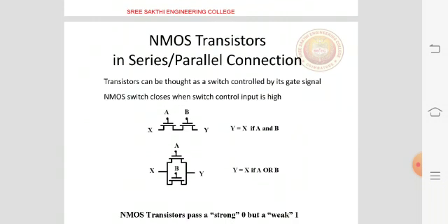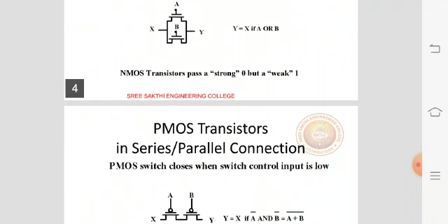Next one is NMOS transistors in series and parallel connection. In series, NMOS can act as an AND gate, and in parallel it acts as an OR gate. So when both the switches are closed, the output will be high. So whatever may be the input, that is equal to output. So for example, if x is the input, we can say y is the output. So y is equal to x if a and b are equal to 1. Similarly, in parallel, if a or b is equal to 1, output will be equal to input. So NMOS transistor passes a strong 0 but a weak 1.